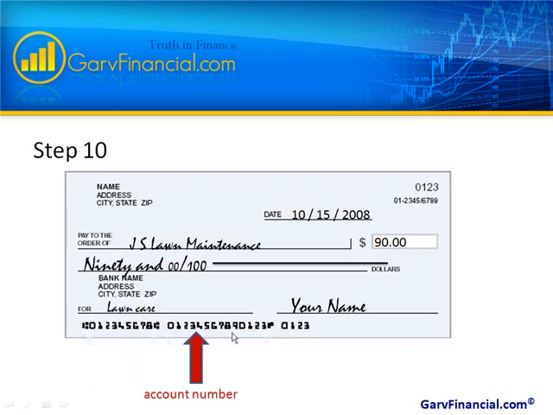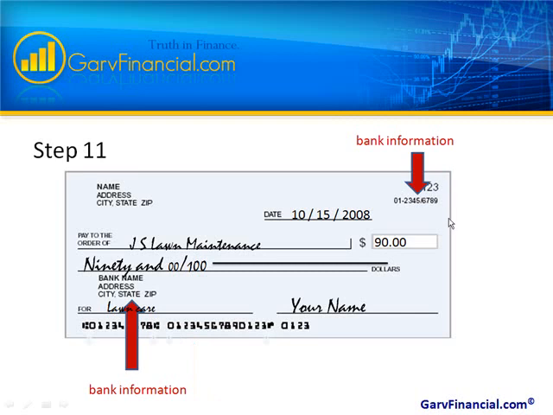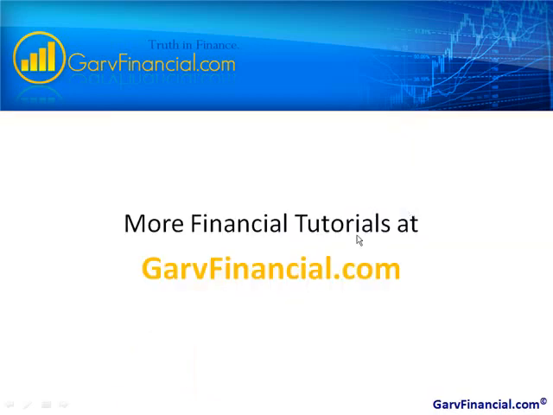This is called the account number, and this is actually your personal checking account number, and it's at the bottom of the check as well, right next to the routing number. The bank information is here. The bank name and address you would find here, and the bank information in numerical form here.